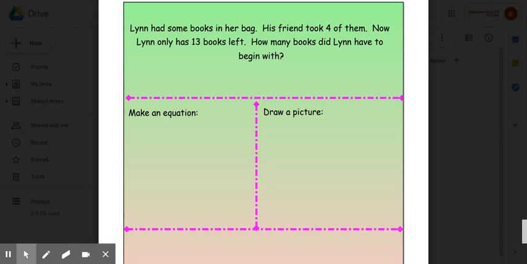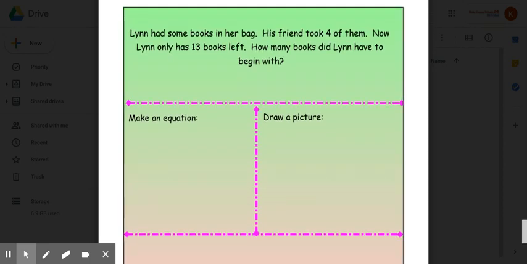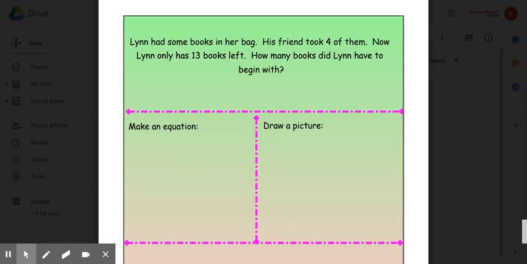This one I want you to do on your own. I'm going to read the story problem to you, and then you are going to make an equation, draw a picture, and use the number line to solve. Lynn had some books in her bag. Her friend took 4 of them. Now Lynn only has 13 books left. How many books did Lynn have to begin with?